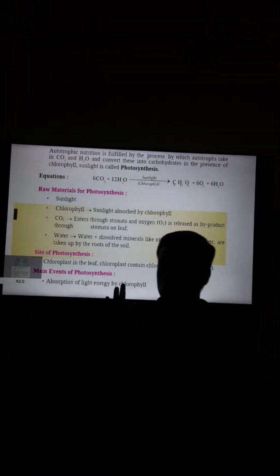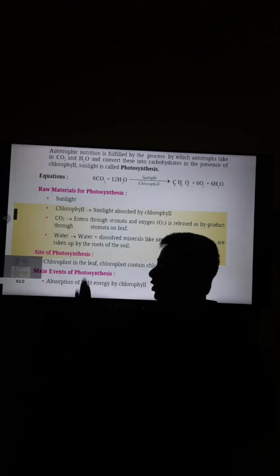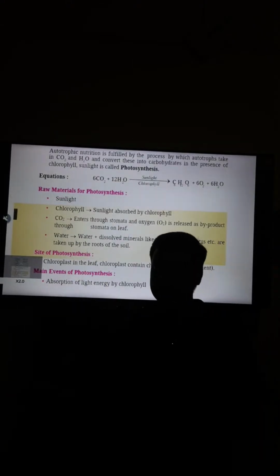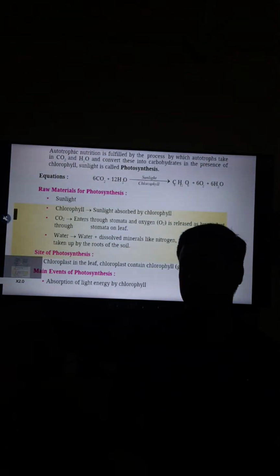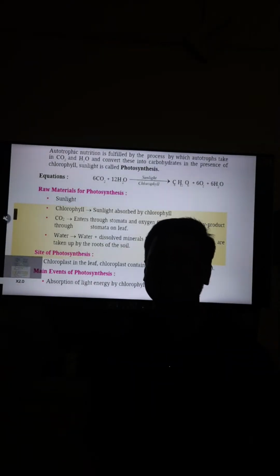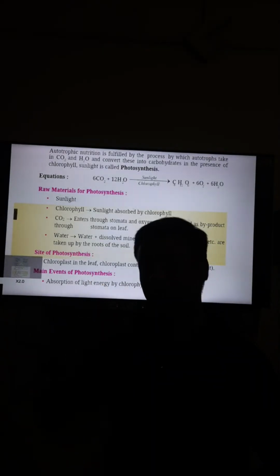Main events of photosynthesis. By the end of this topic, this photosynthesis topic, we will move on. We are studying nutrition in plants; afterwards, nutrition in animals, human beings. Only 3 events are there, students. 3 main events of photosynthesis. Very easy, dead easy. Just you have to understand the concept. Afterwards, you can learn by heart or you can directly write. See here, 3 main events.